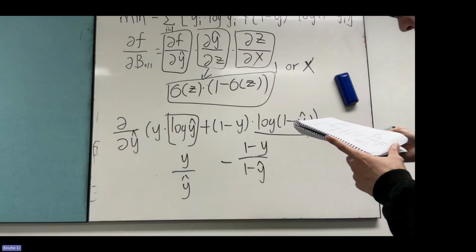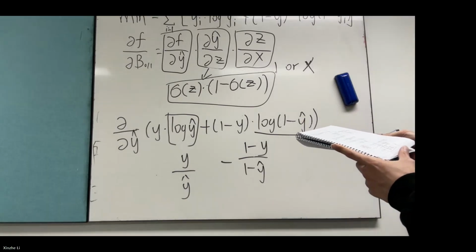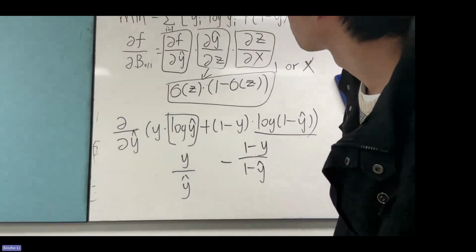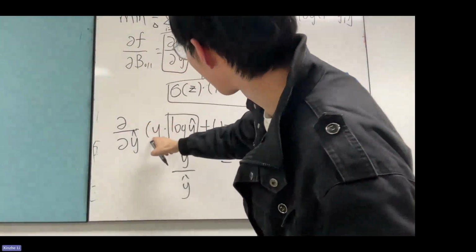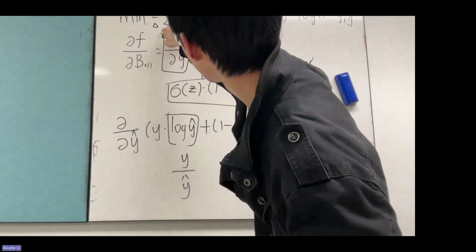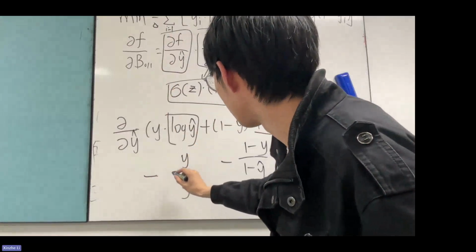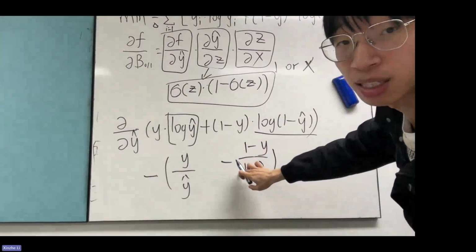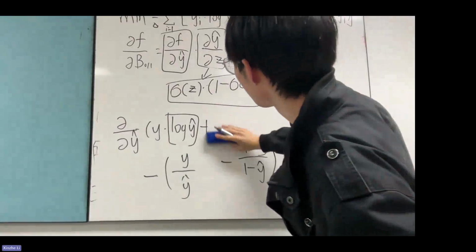Let me have a check. Remember, we have a negative sign here. I don't include the negative sign in this function, so to align with this, I should put the negative sign here. Okay, that's it. But I still need to simplify this. Let me simplify it.